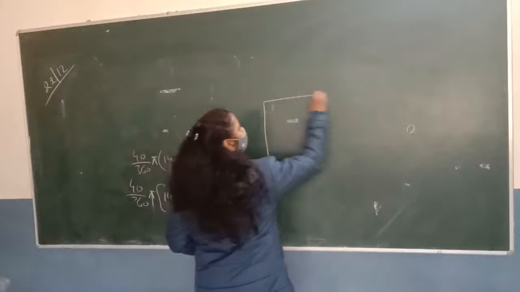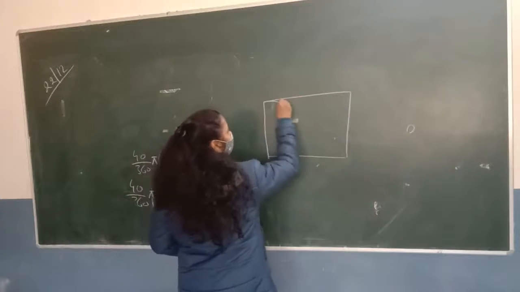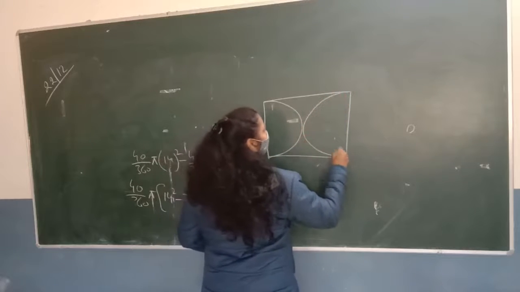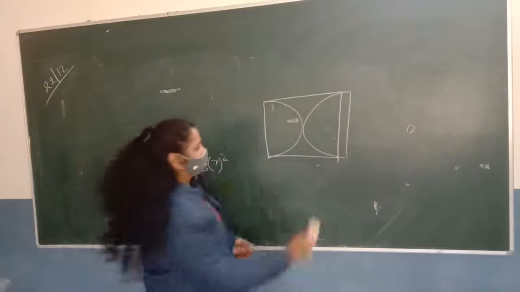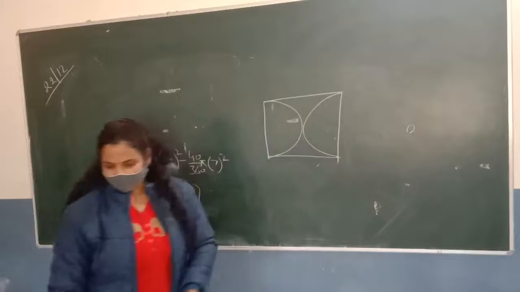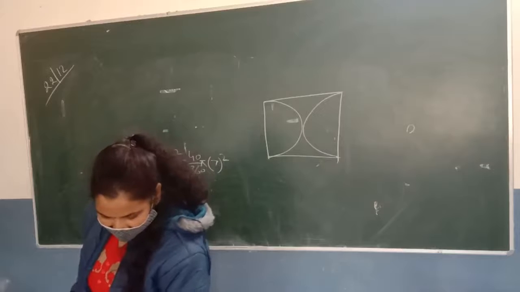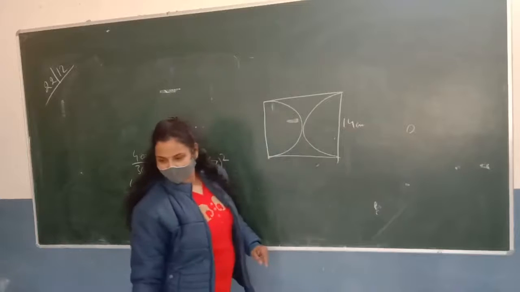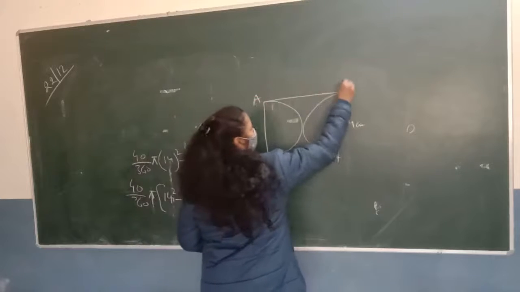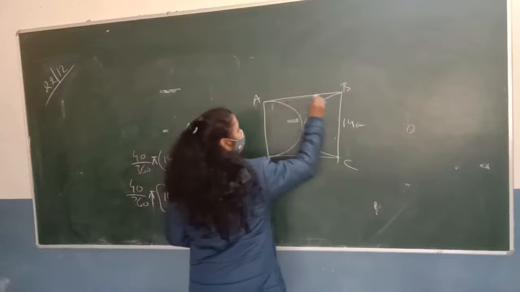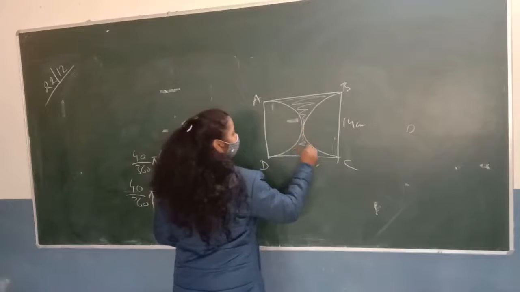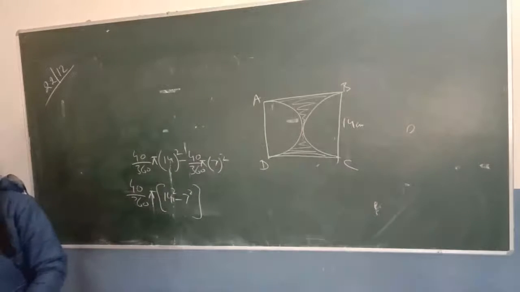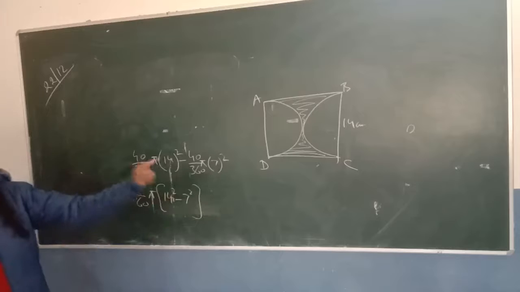This is a square and these are two semicircles. The side of the square is 14 centimeter and these are two semicircles. The side is 14 centimeter. You have to find the area of this portion which is not in the semicircle. Kashish, how can you find the area of this portion, the shaded portion?